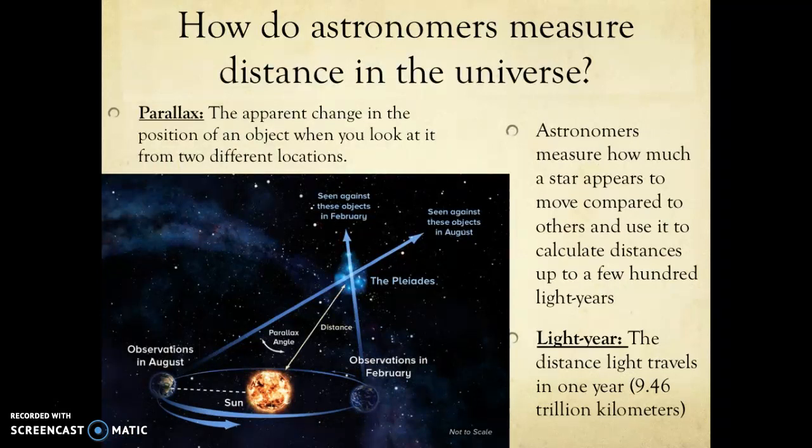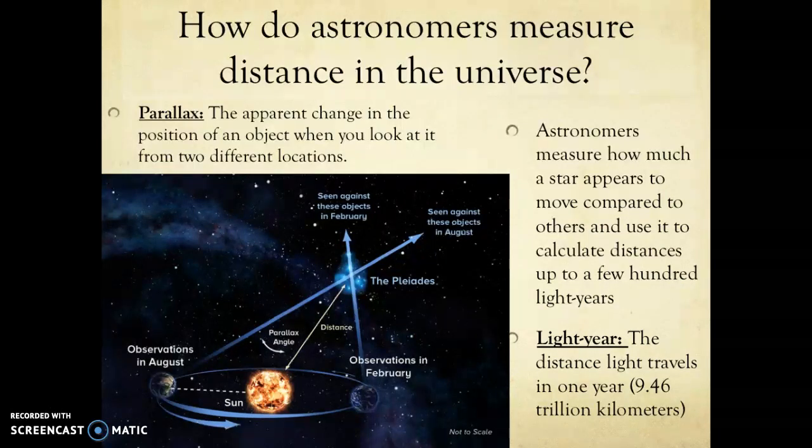Alright, now with the universe being so big, and us really being limited to the technology that we have, how do we measure distance in the universe? Well, the answer is something called parallax. And parallax is a little bit complicated. There's a lot of math involved in it. But basically, it is the apparent change in position of an object when you look at it from 2 different locations.